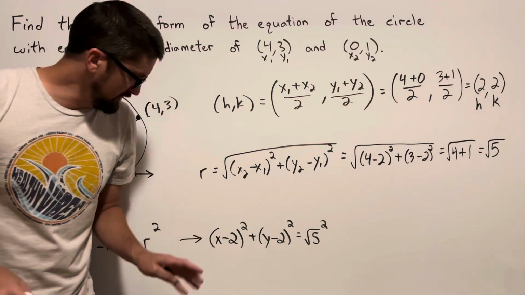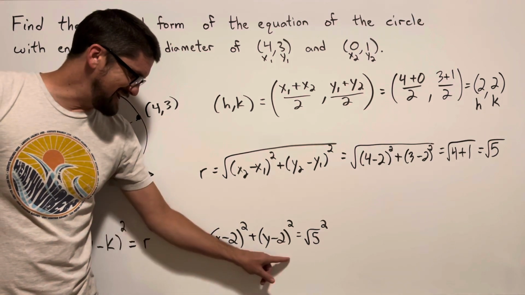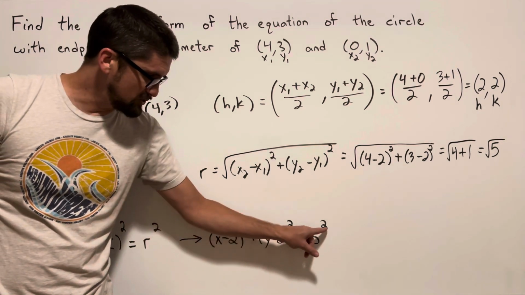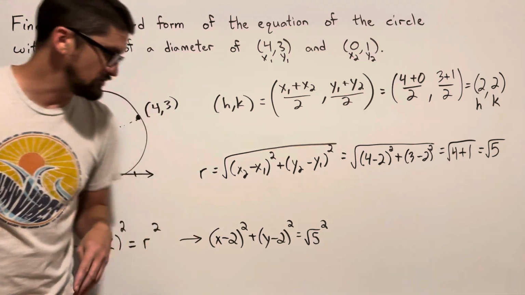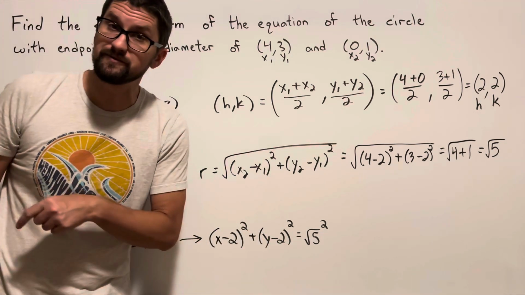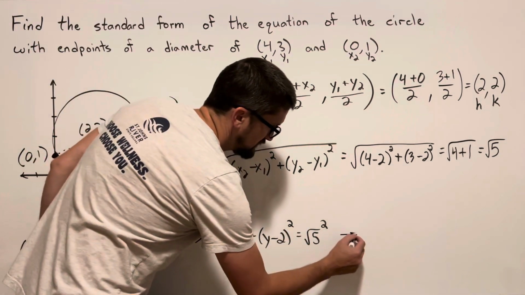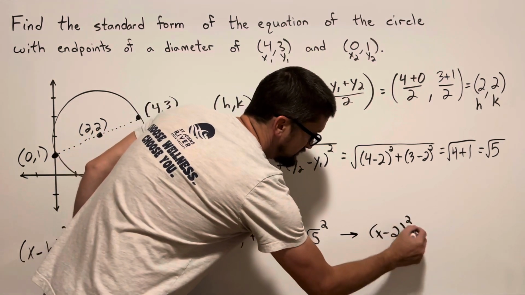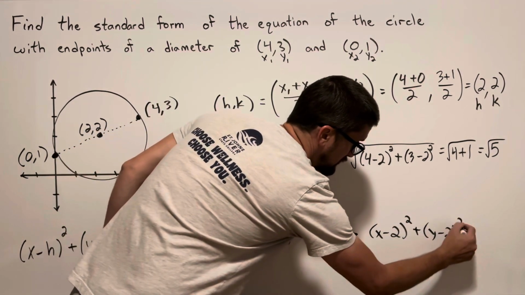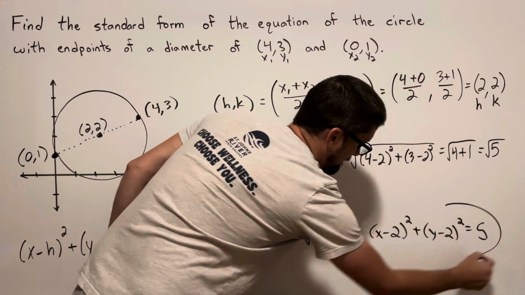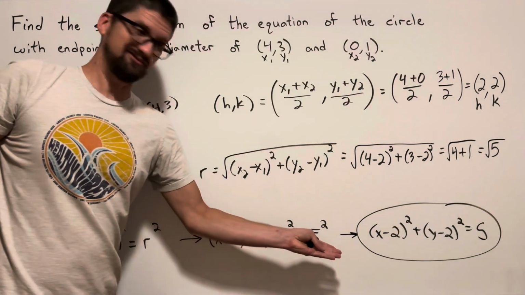Let's just clean it up a little bit. We're going to keep the left-hand side the same, but the square root and the square, those operations will cancel each other. So the right-hand side just comes out to 5. So this is going to be (x minus 2) squared plus (y minus 2) squared equals 5. And that's the answer. There you go.